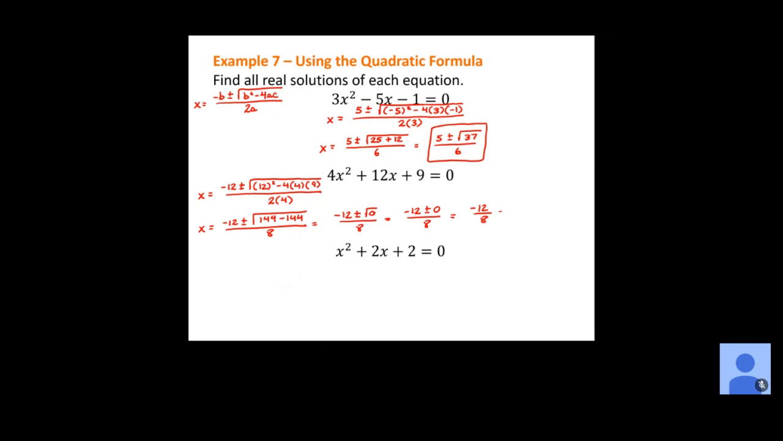Good, negative 3 halves, right? Because 4 goes into both of those. If I divide negative 12 by 4, I get negative 3, and 8 divided by 4 should give us 2.